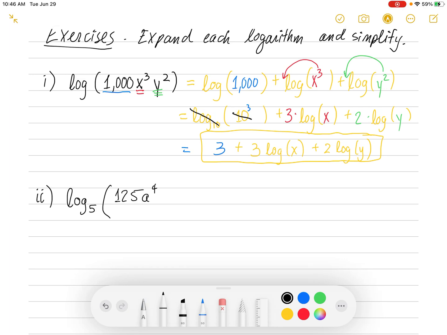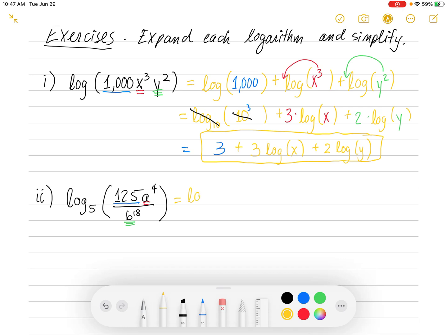Okay, number 2. Same instructions, you want to expand and simplify. Let's say we have the log base 5. This time we're given 125 a to the 4th over b to the 18th. So I basically have multiple things going on. I have this blue 125 multiplied by this red a to the 4th, and then it's divided by b to the 18th.